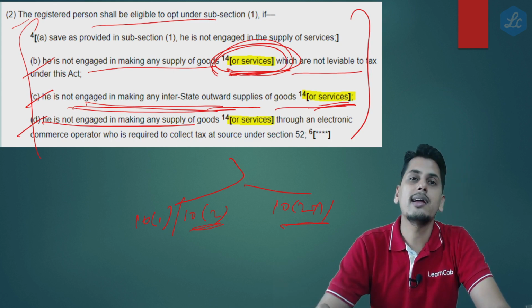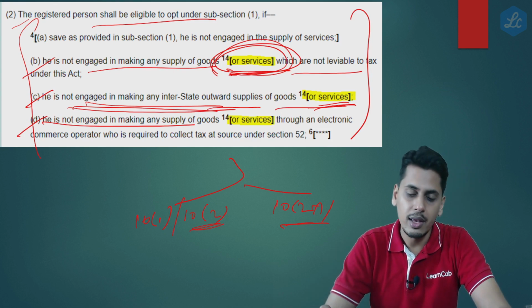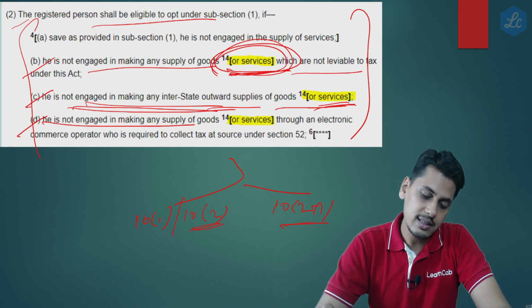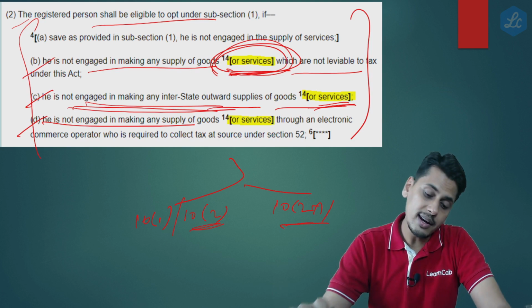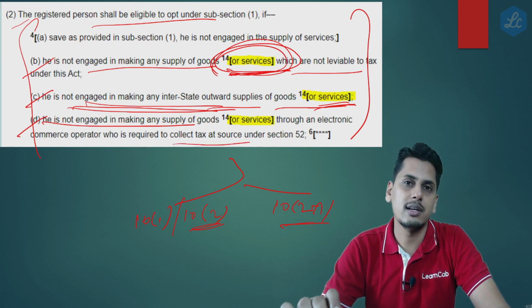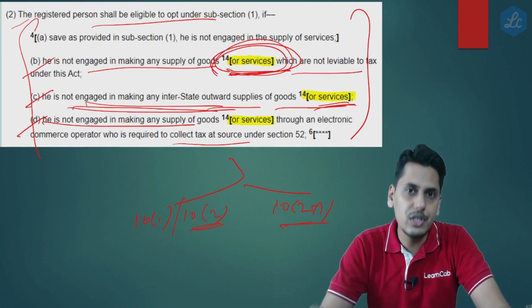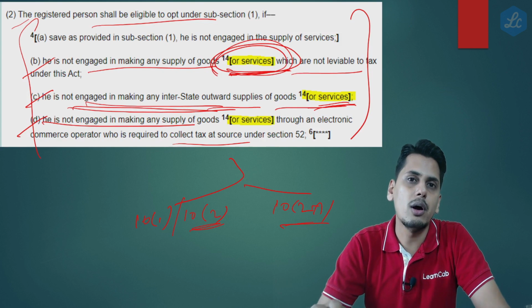The next one, he is not engaged in making supply of goods or services through an ECO who is required to collect tax at source under section 52. Friends, prior to the amendment, it covered only goods. Now it says any services, if they are supplied through an ECO, wherein the ECO is supposed to collect tax at source under section 52, then that particular registered person who is making the supply of services through this ECO will not be in a position to opt for the composition scheme.